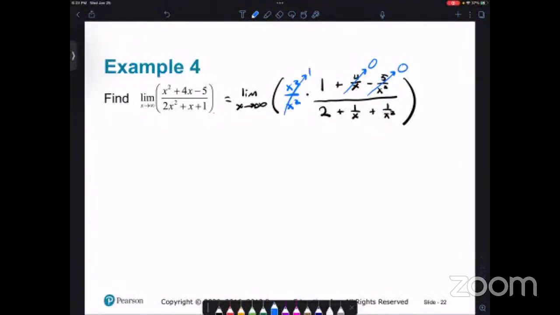And so now, as you let the limit run to infinity, the only thing that's going to be left is 1 over 2. Hopefully that made sense.